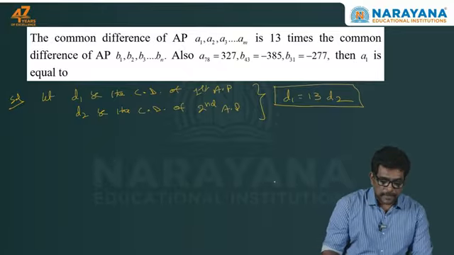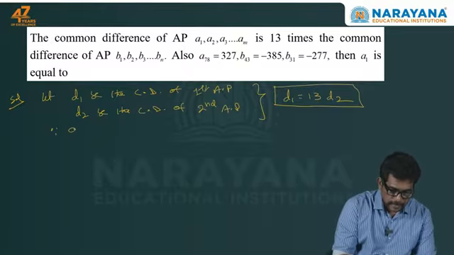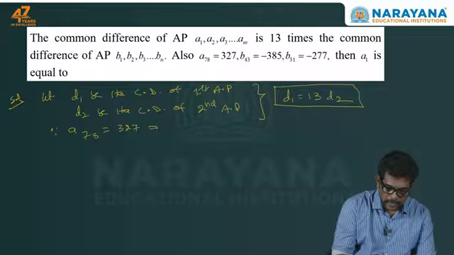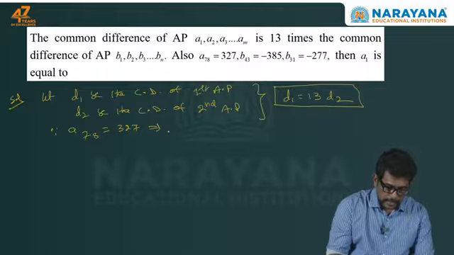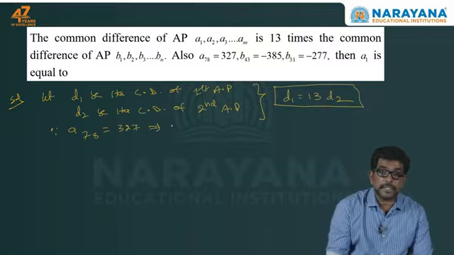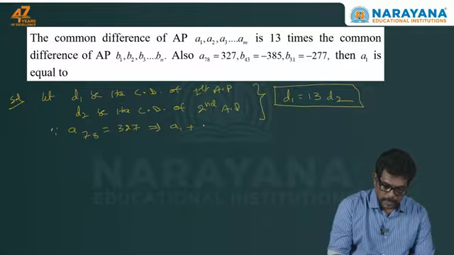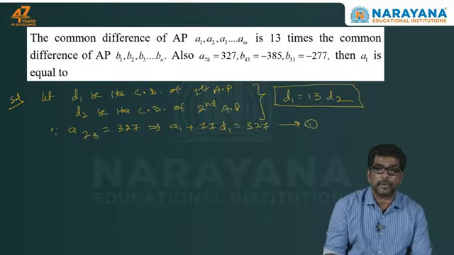Next, A78 is given. Since A78 is equal to 327, this can be written as, with the first term of the first AP being A1, A1 plus 77 D1 is equal to 327. This is equation number 1.